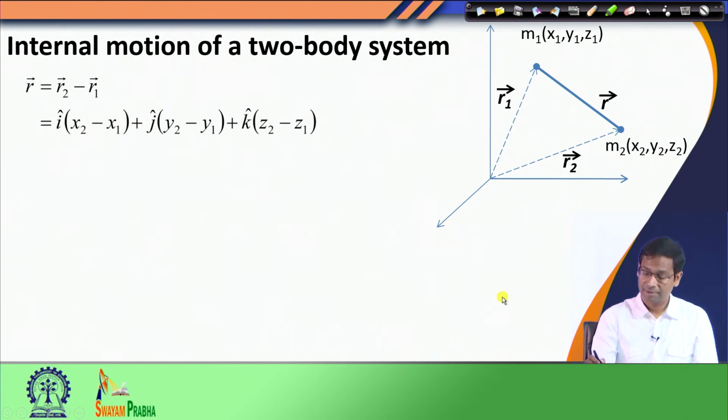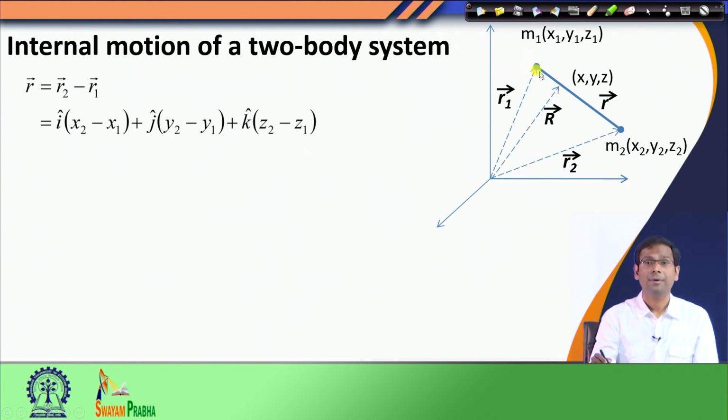I can define my r vector from simple vector algebra as r2 vector minus r1 vector. Therefore, the position vector corresponding to this r vector is given by this relation, where x1, y1, z1 and x2, y2, z2 are the Cartesian coordinates of mass 1 and mass 2.